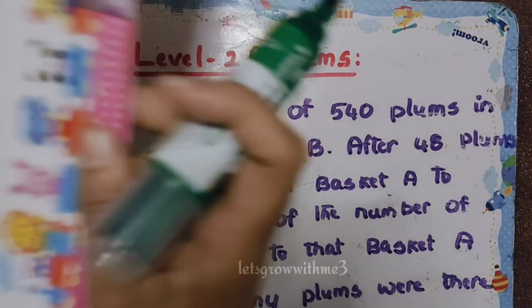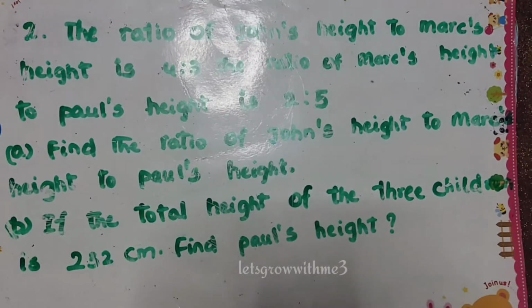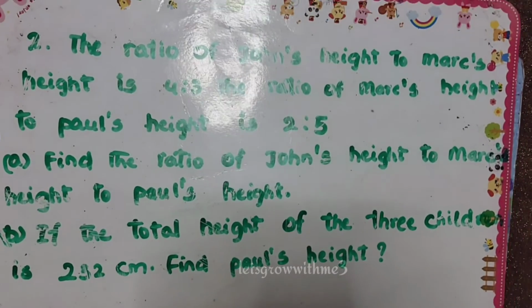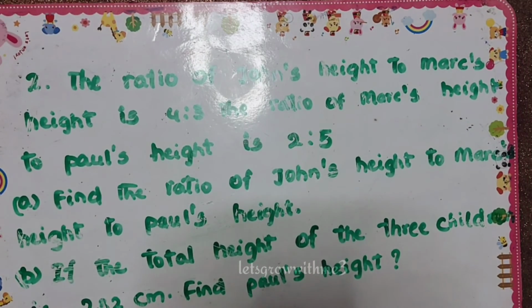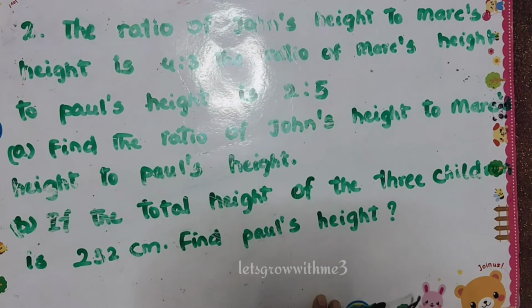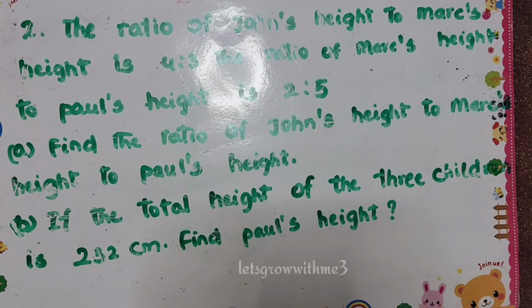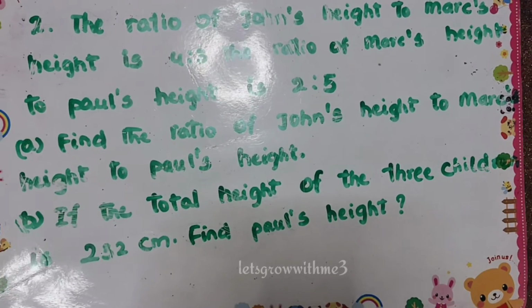Okay, let's see the next problem. The ratio of John's height to Mark's height is 4:3. The ratio of Mark's height to Paul's height is 2:5. Find the ratio of John's height to Mark's height to Paul's height. If the total height of the 3 children is 232 centimeters, find Paul's height.